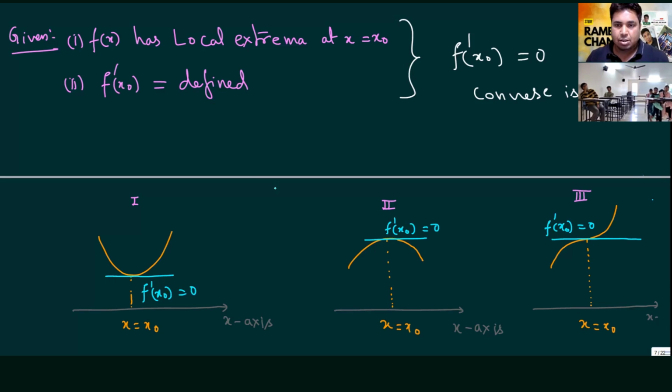Is that clear? So if there is local extrema and it is defined, then f dash x naught must be 0. But contrary, in the converse, if f dash x naught equals 0, it would be local extrema. It doesn't work. Is that clear?